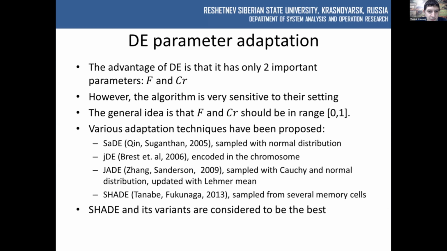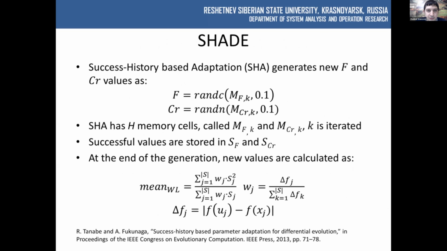So over the years, there were many attempts to propose some tuning of these parameters. Until now, the SHADE algorithm is considered one of the most efficient parameter adaptation schemes. So let's look into this SHADE. This is a catchy name, which stands for success history based adaptation. So the idea is we generate scaling factors and crossover rates randomly.